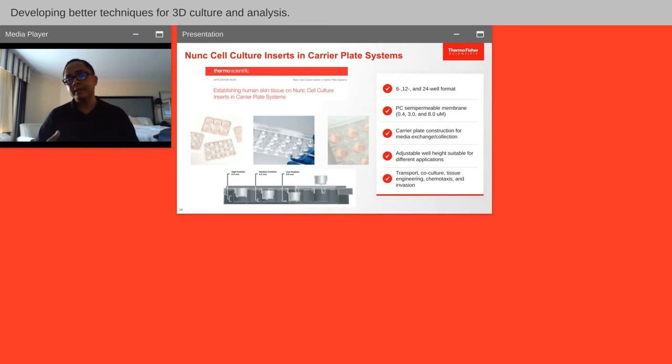The carrier plate function is nice because for the multi-insert plates, you're able to take all the inserts out at once, and you're able to exchange media or collect media easier. And these plates can be used for different assays: transport, co-culture, invasion, as well as chemotaxis assays. So they're very useful plates.